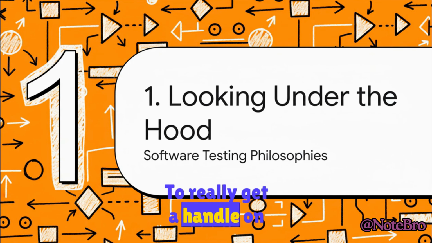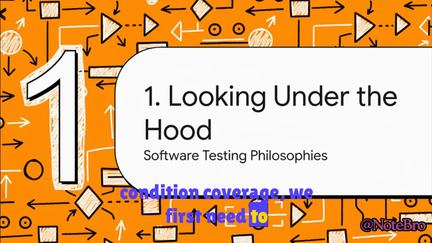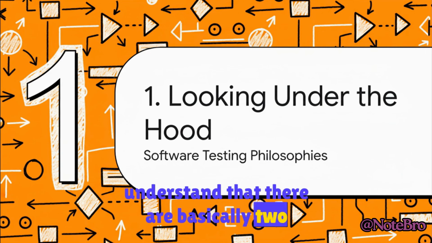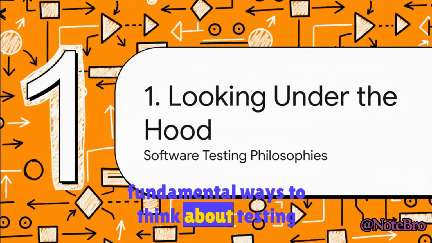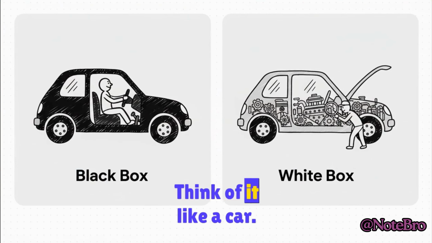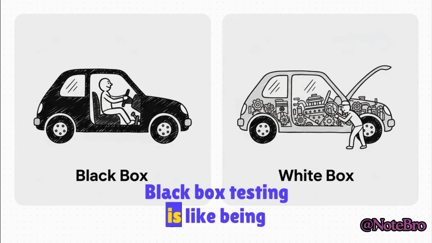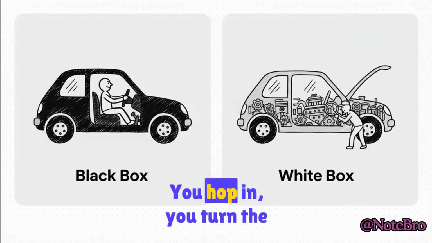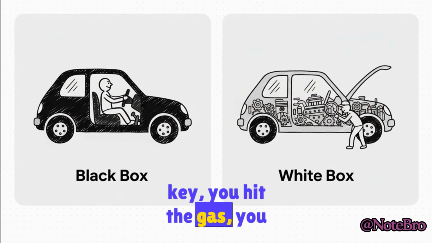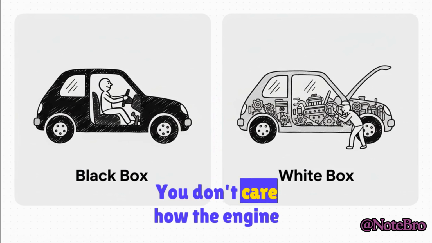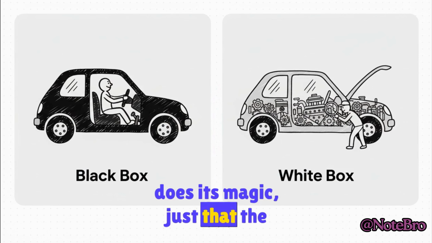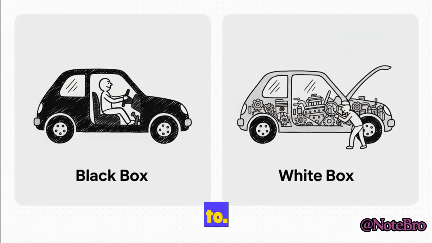To really get a handle on condition coverage, we first need to understand that there are basically two fundamental ways to think about testing software. Think of it like a car. Black box testing is like being the test driver. You hop in, you turn the key, you hit the gas, you slam on the brakes. You don't care how the engine does its magic, just that the car works like you'd expect it to, right?